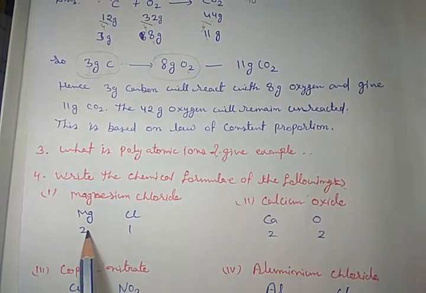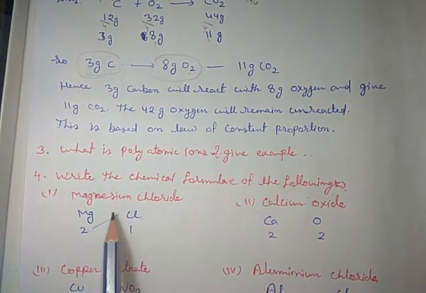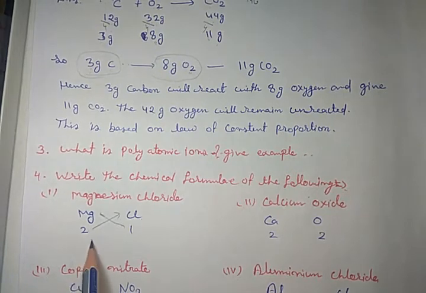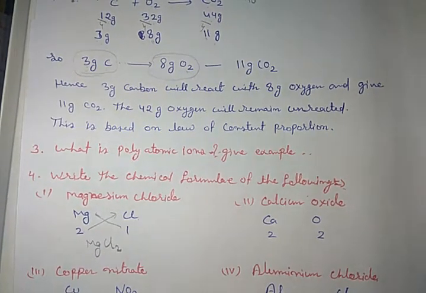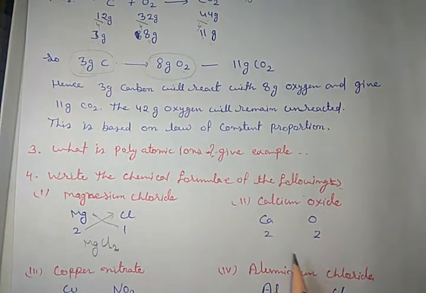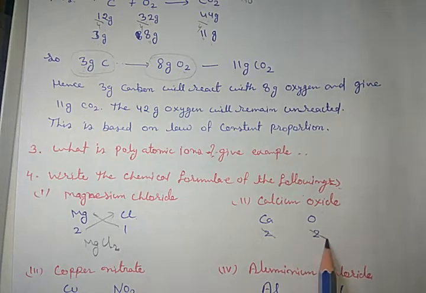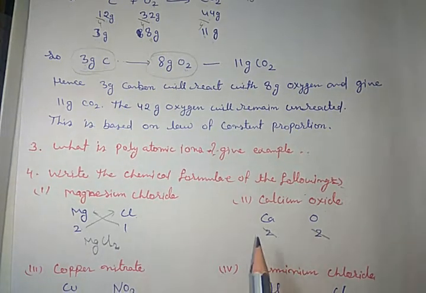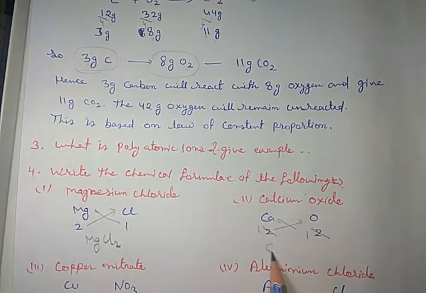The magnesium valency or charge is 2, chlorine is 1. So multiplying that, the formula becomes MgCl2. Second is calcium oxide, 2, 2. Simplify them, because we consider that it is always in a simple ratio, that is 1, 1. So when we multiply them, the formula becomes CaO.